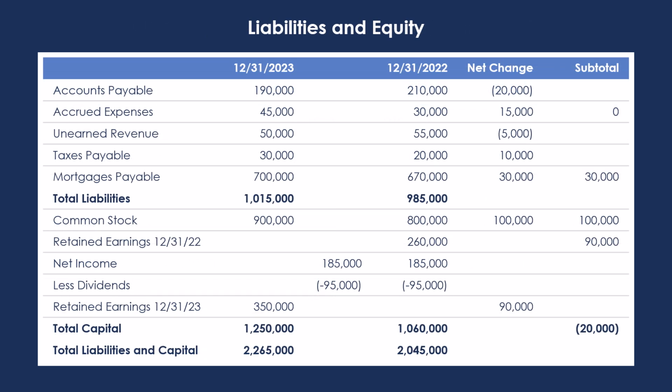In this slide, we see the comparative balances of the liability and equity portion of the balance sheets for 2022 and 2023. Here, accounts payable have gone down by $20,000, from $210,000 to $190,000. It is shown as a use of cash, or cash outflow. It takes cash to lower accounts payable. Accrued expenses have gone up from $30,000 to $45,000, a $15,000 source of cash.